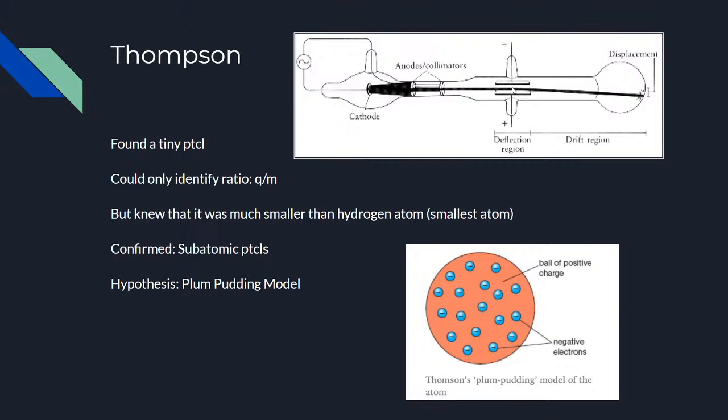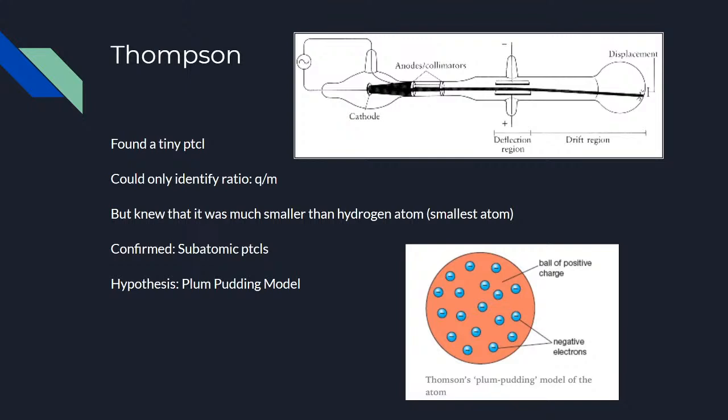Now, the thing is, they knew something about how electricity and magnetism worked. So he was able to measure how much this beam was displaced. He was able to measure not the charge and not the mass. Instead, he was able to find the ratio of the charge and the mass. Okay? Because the stronger the charge on the particle, the more it would be deflected. The higher the mass of the particle, the less it would be deflected. So he wasn't able to determine either one independently, but he was able to determine the ratio between them.